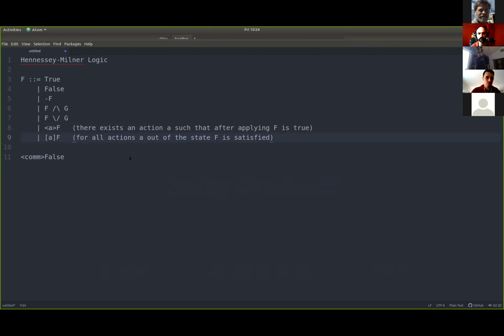Yeah, so I don't know if those explanations are clear, but like you just said here, if we apply some action, so there is a COMM event, and after we apply it, we get false. In the second one, what does that mean? For all actions A out of the state, F is satisfied. Yeah, I think satisfied is a better word there. F is satisfied, because F is some formula or constraint, and then we can say, does this particular state, which in our case means does this particular RhoCalc term, satisfy this formula F?